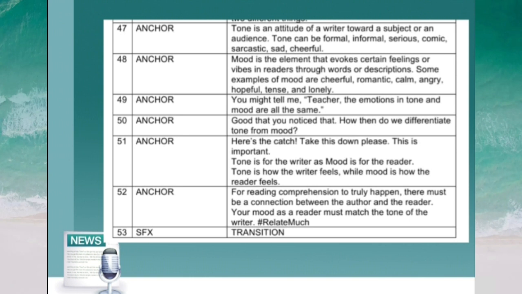Tone is an attitude of a writer toward a subject or an audience. Tone can be formal, informal, serious, comic, sarcastic, sad, or cheerful. Mood is the element that evokes certain feelings or vibes in readers through words or descriptions. Some examples of mood are cheerful, romantic, calm, angry, hopeful, tense, and lonely.